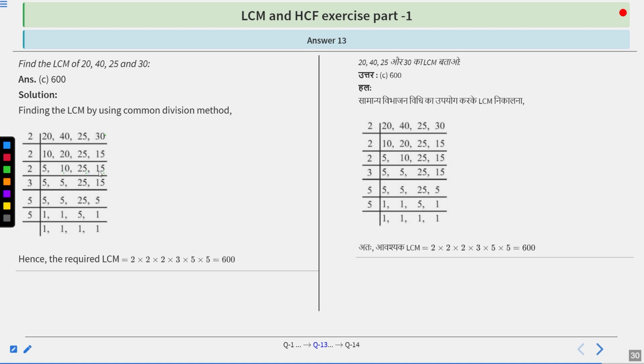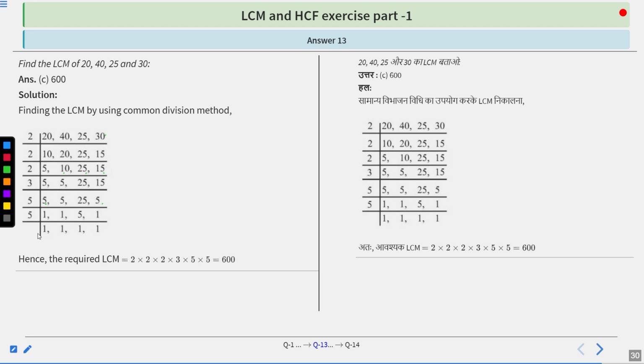But none of them is divisible by 2, so we will check for 3. But 10 is divisible by 2, so again dividing by 2: 5, 5, 25 and 15. Here 15 is divisible by 3, so we will write 3. Then we will get 5, 5, 25 and 5. Then by 5 we get 1, 1, 5 and 1. And in the end again by 5 we get 1, 1, 1, 1. So we will keep dividing until we get 1, 1, 1 in the last step.